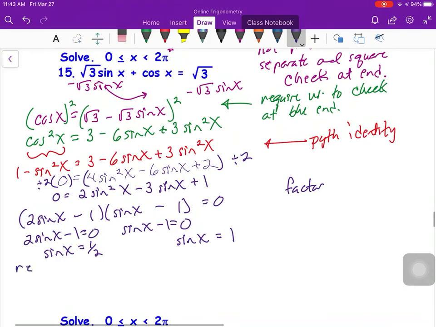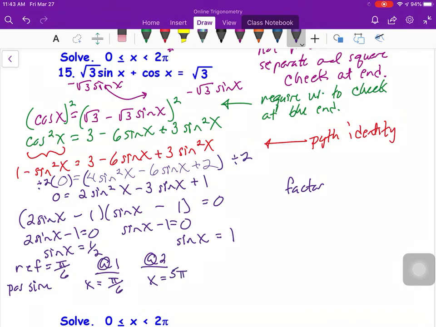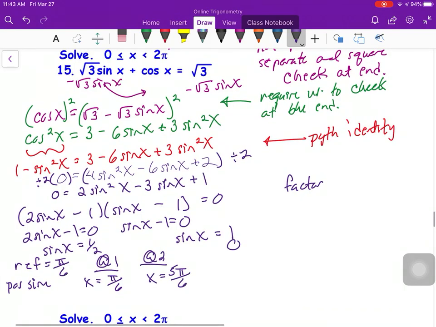This one has a reference angle. In degrees, it would have been 30. In radians, it would be pi over 6. Positive sine means we're looking at quadrant 1, quadrant 2. Quadrant 1, we would have x equals pi over 6. Quadrant 2, we'd have x equals 5 pi over 6. This one is quadrantal. It would give us x equals pi over 2. And now, so that we don't forget, you have to check.